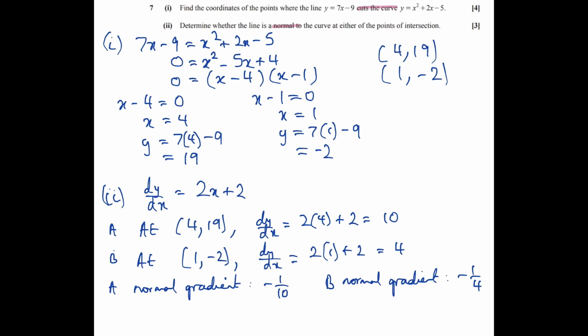Now we're checking whether the line is a normal to the curve. So now we need to look at the gradient of the line. It's in y equals mx plus c form, so our gradient is simply 7. Now this does not match up with minus 1/10 or minus 1/4. Therefore, the line isn't a normal to the curve at either of the points of intersection. Okay, next question.